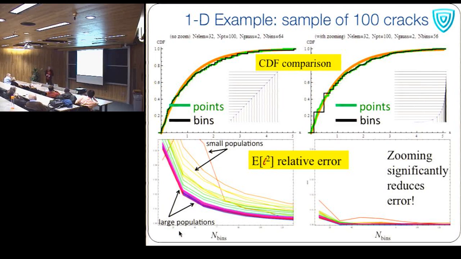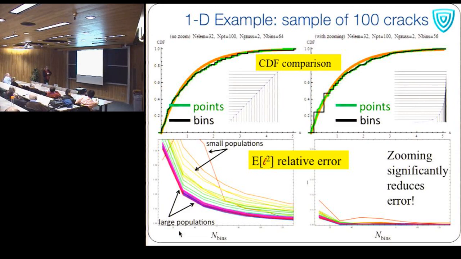And so here's a simple comparison of just some sample CDFs that we just generated, random number generation. What I'm showing you here, the green are the cumulative density function. This is, again, the probability as a function of the crack length size. So the green is based on the exact solution, the exact sample. The black is based on a bin solution. You know, it's not so great. We went from 100 points down to 32 bins.